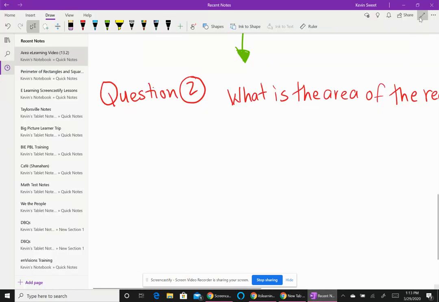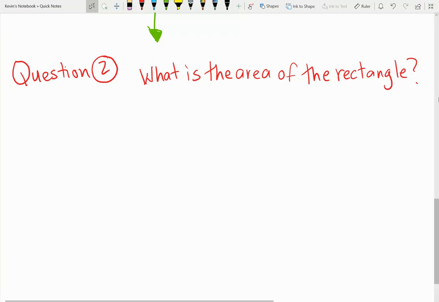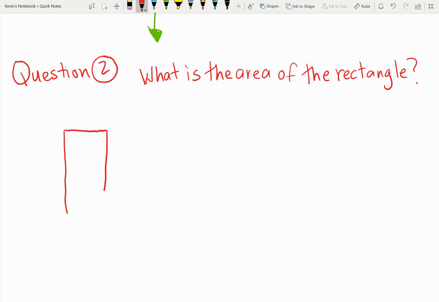We're moving on to question 2. So question 2, we're going to do another polygon. We're going to do a rectangle, right? Here is my rectangle. We're going to go ahead and give dimensions: 8 feet in length and 14 feet in width, or 8 feet base, not times height, length times width. So your question is, what is the area of the rectangle?